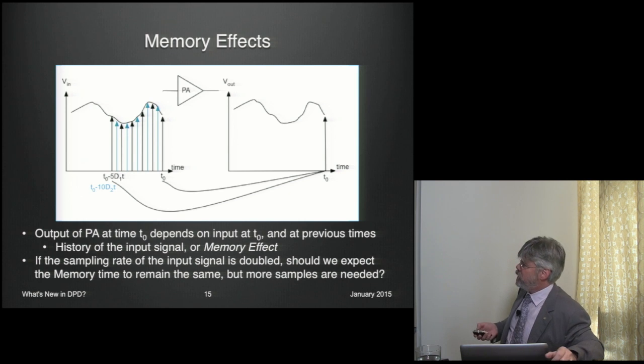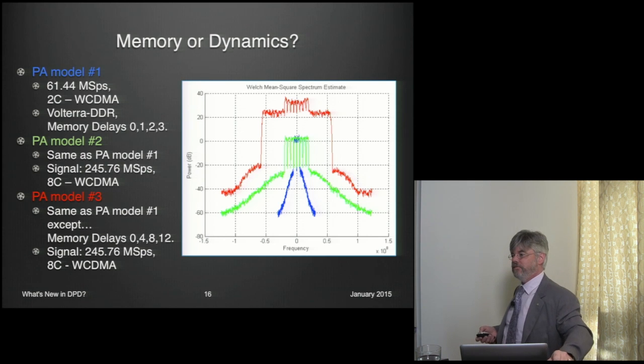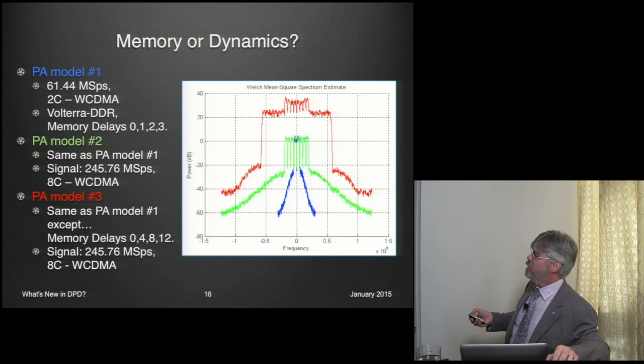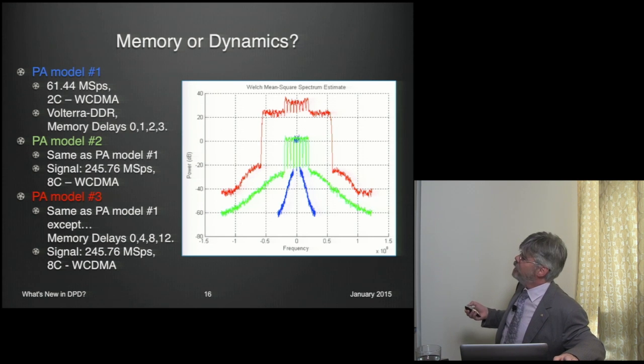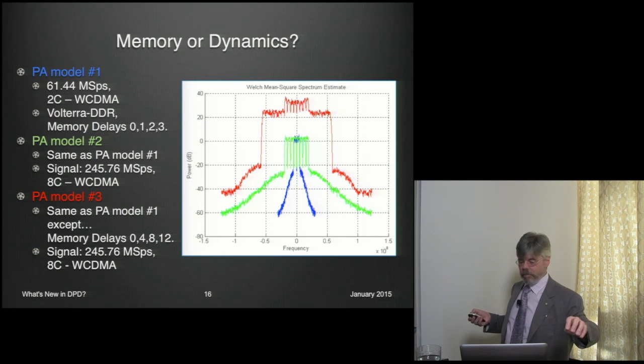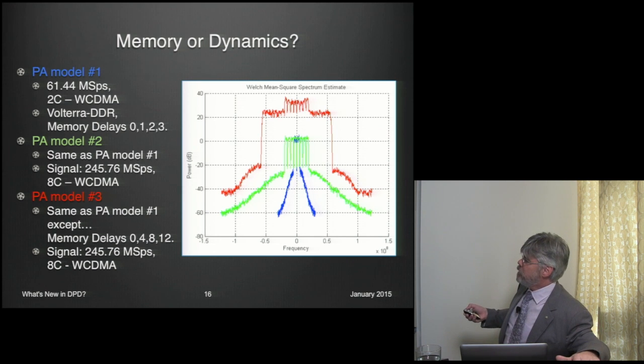I have a perspective on this that is probably not universally accepted, but here it is anyway. Is it memory or is it dynamics, and do these two things mean the same thing? Do these two words mean the same thing? Here's a very, very simple and obviously not complete piece of work. I started off with a 2-carrier wideband CDMA signal, and this was at 60 megasamples a second. The funny number is because of the chip rate of wideband CDMA.